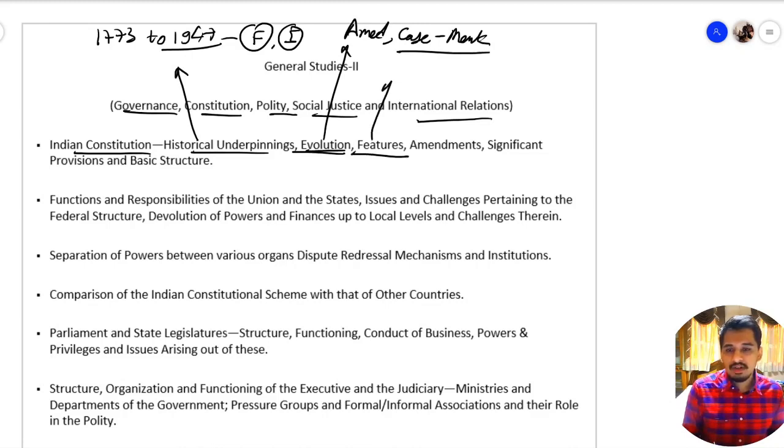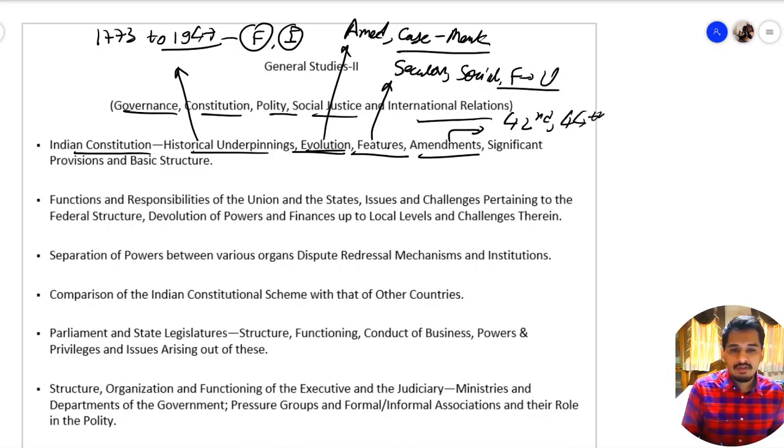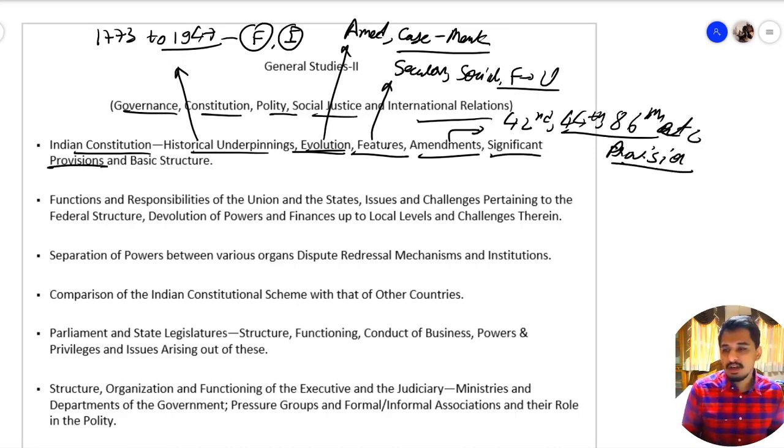Then we have features. What are the features of Indian Constitution? That it is secular in nature, it is socialistic in nature, it is a federal structure with a unitary bias. These are the features. Then we have amendments. The significant amendments like 42nd Amendment, 44th Constitutional Amendment, 86th Constitutional Amendment, this should be known to you. And what were the provisions or features of these constitutional amendments, that should be known to you. Then we have significant provisions. What are the significant provisions? Like we have fundamental rights, directive principles of state policy, fundamental duties. These are the significant provisions of the Indian Constitution.